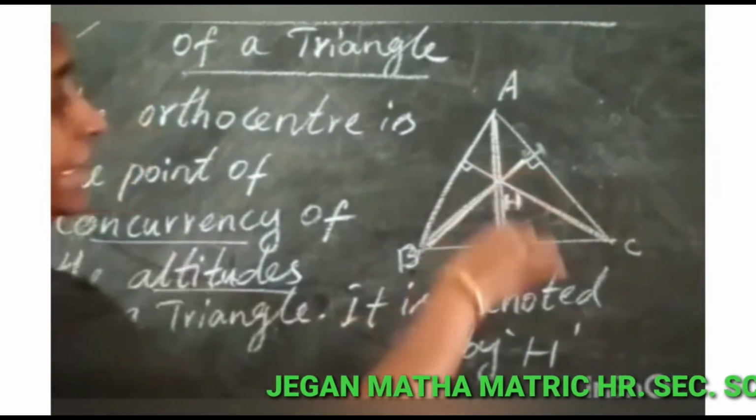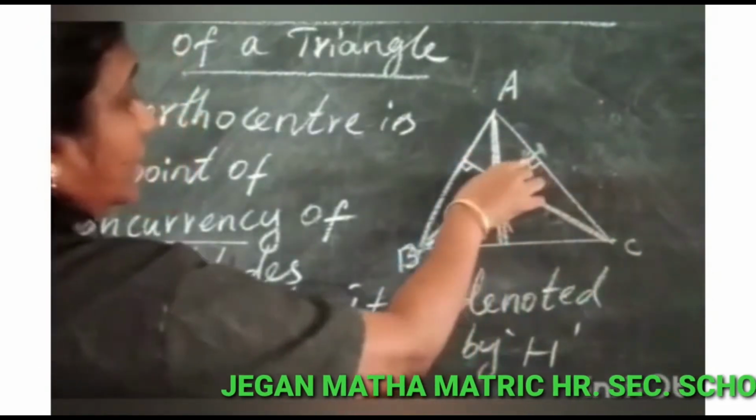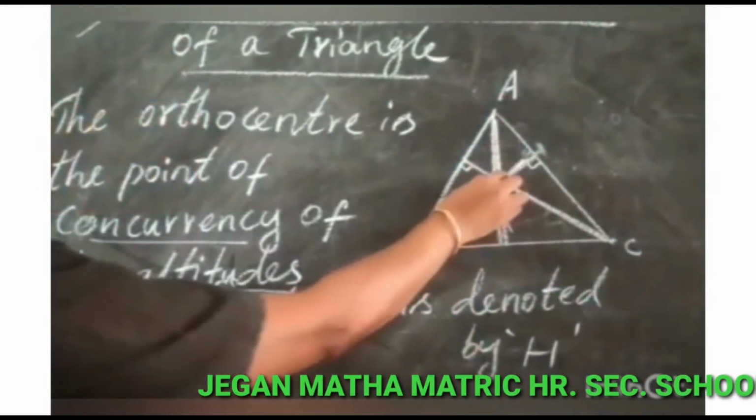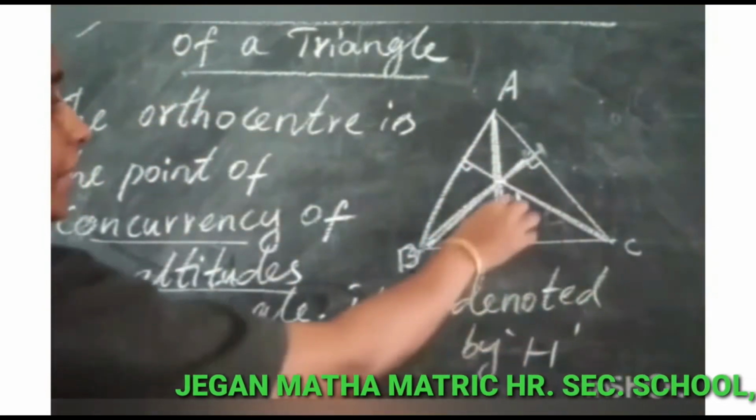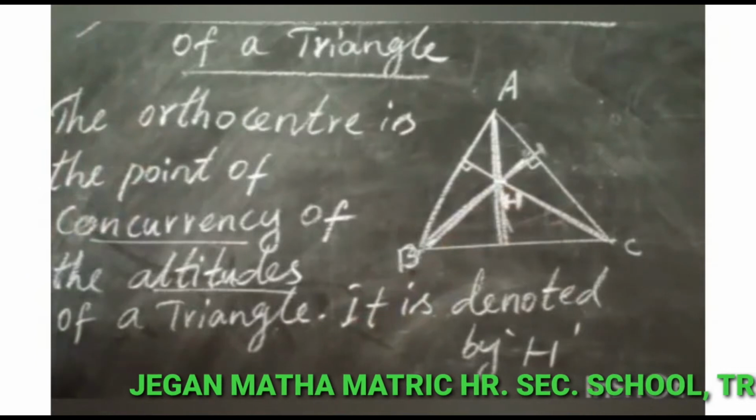You can mark here H. The three altitudes meet at one point. Concurrent lines, concurrency. The altitudes meet at one point, and that point is denoted by H. This is the orthocenter of this triangle.